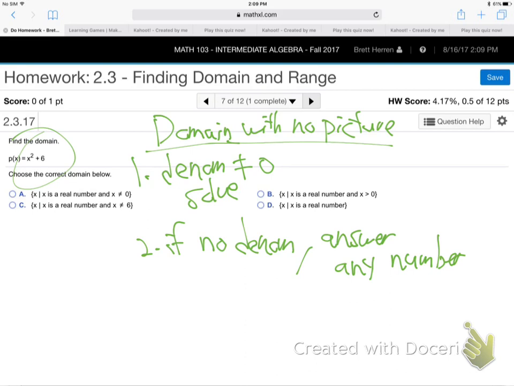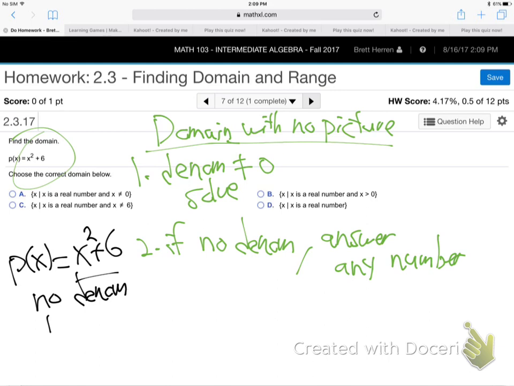So we look at this function. P of x equals x squared plus 6. Does that have any denominators? No denominator, so it's any number. No denominator, no problems, any number. So we just grab option D here, any real number. So those are just instantaneous.